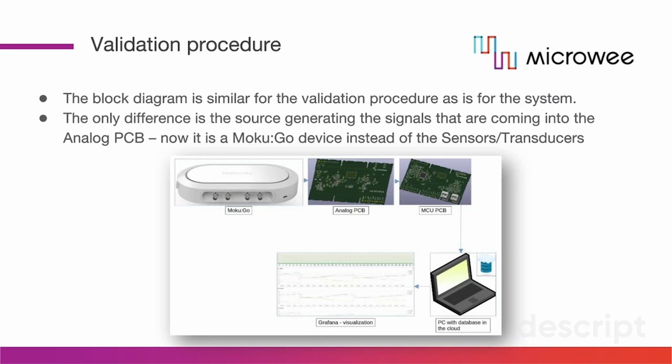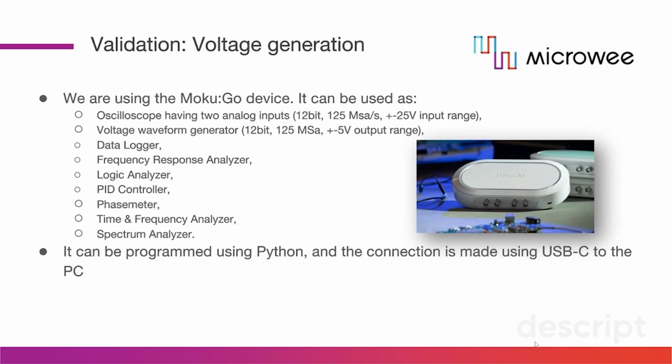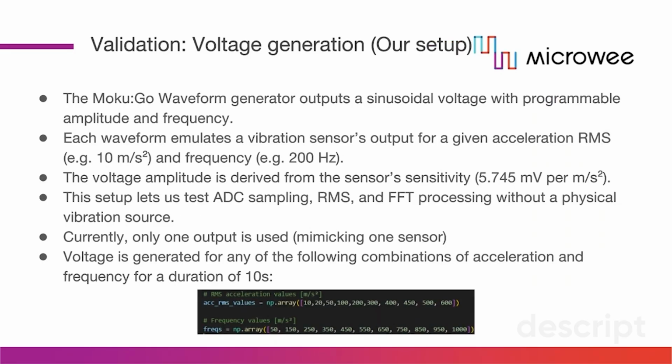All of the steps from the analog PCB to the Grafana visualizations are the same as in our actual system. It can be programmed using Python, and the connection is made using USB-C to the PC. So currently we're only using one output of the Moku Go. We are mimicking only one sensor.